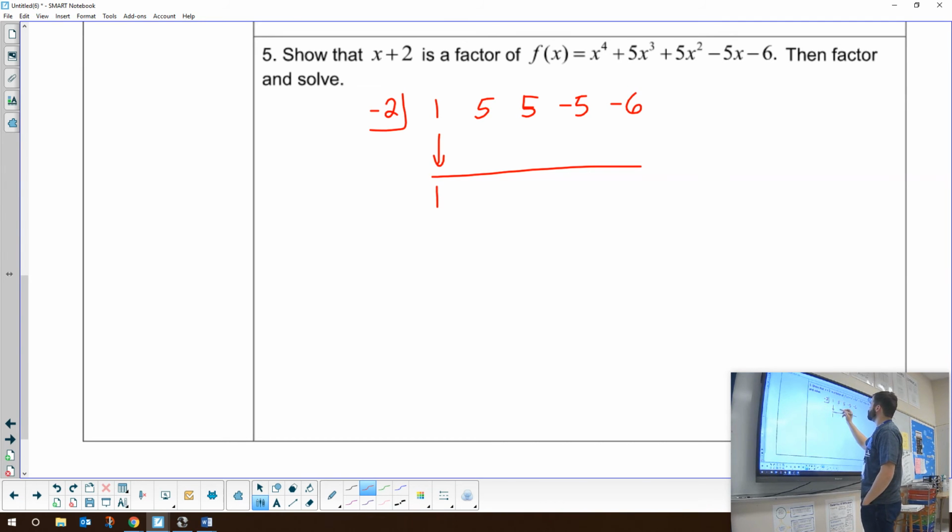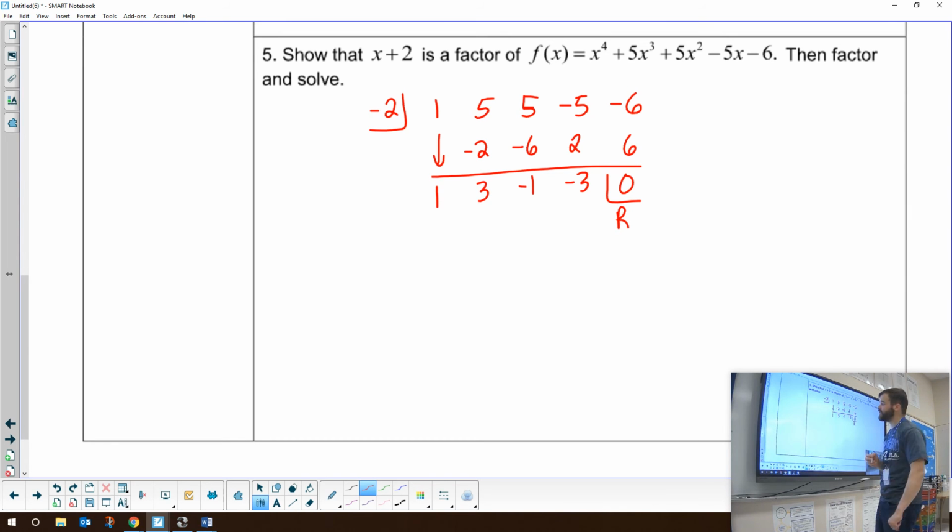Then we're going to go negative 2 times 1 is negative 2. 5 plus negative 2 is 3. Negative 2 times 3 is negative 6. 5 plus negative 6 is negative 1. Negative 2 times negative 1 is 2. Negative 5 plus 2 is negative 3. Negative 2 times negative 3 is going to give me positive 6. And negative 6 plus 6 is 0. So there is no remainder. So it is a factor.